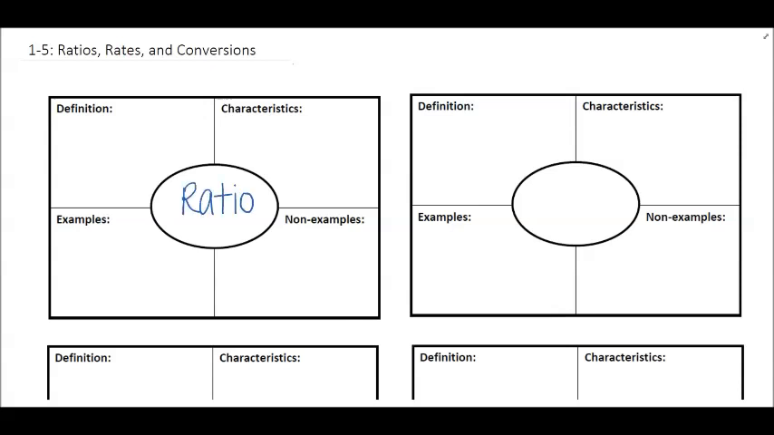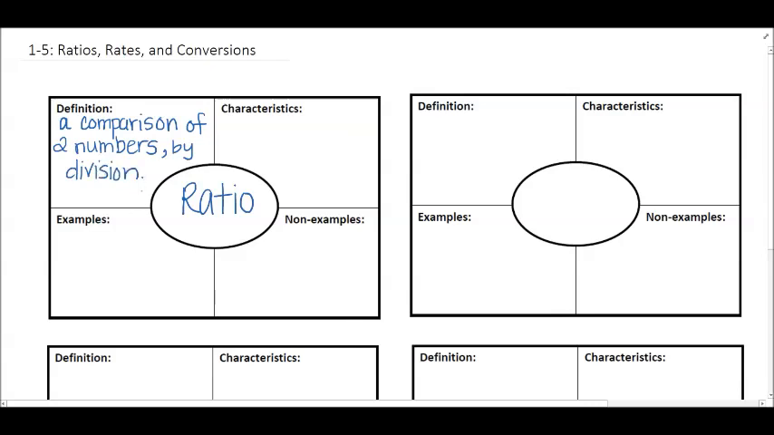Our first word is ratio. A ratio is basically a comparison of two numbers. Specifically, that comparison is by division. And there's two ways that we write ratios. If we have the ratio of A to B, then we can write it in two different ways.